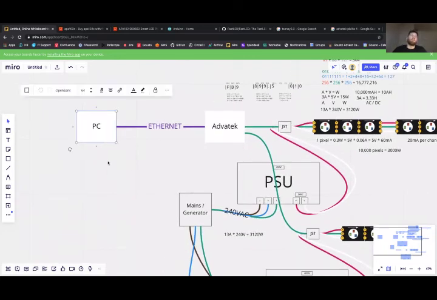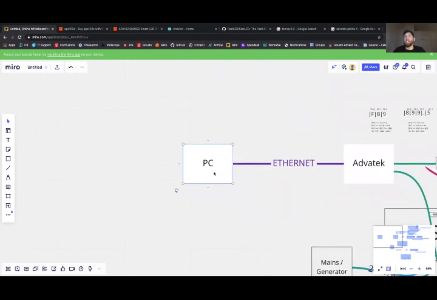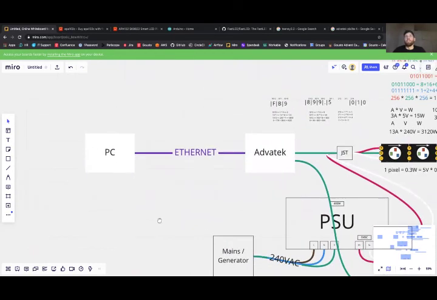So what's going on this PC over here? What do we actually have running on the PC to tell the Advatech controllers what to do? Remember when this was a simple microcontroller unit, like an Arduino, we needed code running on the Arduino in order to tell the pixels what to do. But if we're going to be operating from a PC, what are our options?